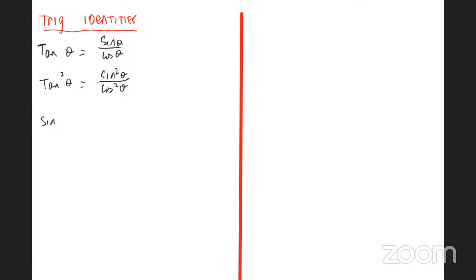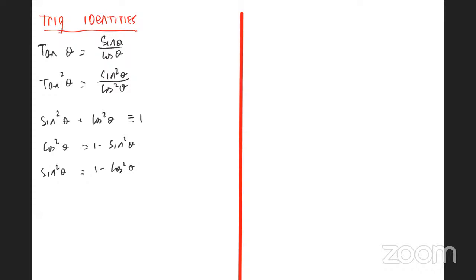We also did sine squared theta plus cos squared theta is 1. We did cos squared theta is equal to 1 minus sine squared. We did sine squared theta is equal to 1 minus cos squared, right? We also did the last one after, right? So that was the set I gave you last week.